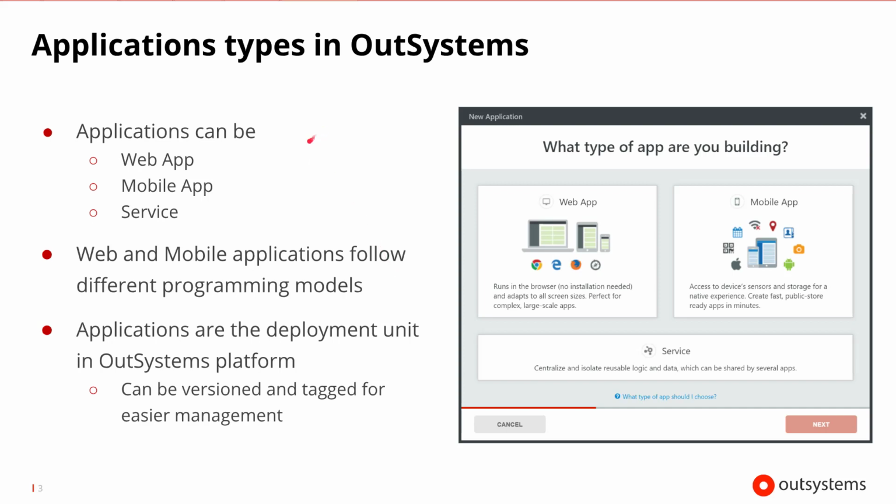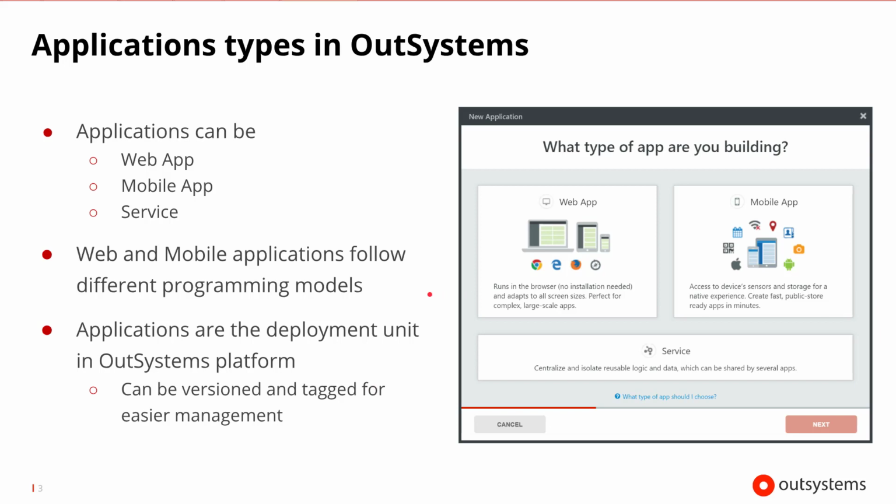Applications in OutSystems can either be web apps, mobile apps, or service apps. So when we start the new wizard, we have to choose one of our three choices, and obviously we'll be focusing on mobile apps. The reason for deciding the applications at the beginning is because the web and mobile applications in OutSystems follow slightly different programming models. So the applications become the deployment unit in the OutSystems platform, and we can version and tag them for easier management.